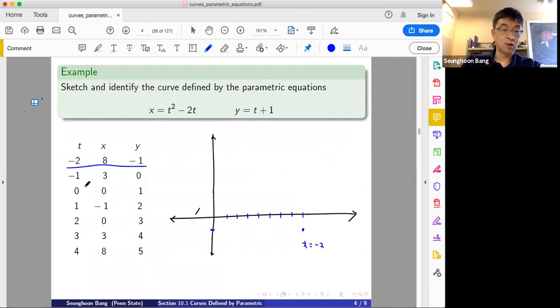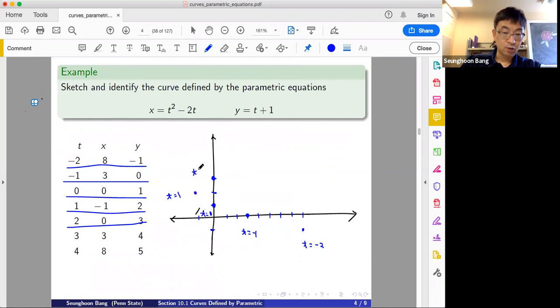We have it. The t equals -1 gives 3, 0. We have this one. The t equals 0 gives 0, 1. So we have here this point. For t equals 1, 1 minus 1... x is -1, y is 2. We have this point, -1 and 2. T equals 1 gives 0, 3. The 0 and 3. This one.